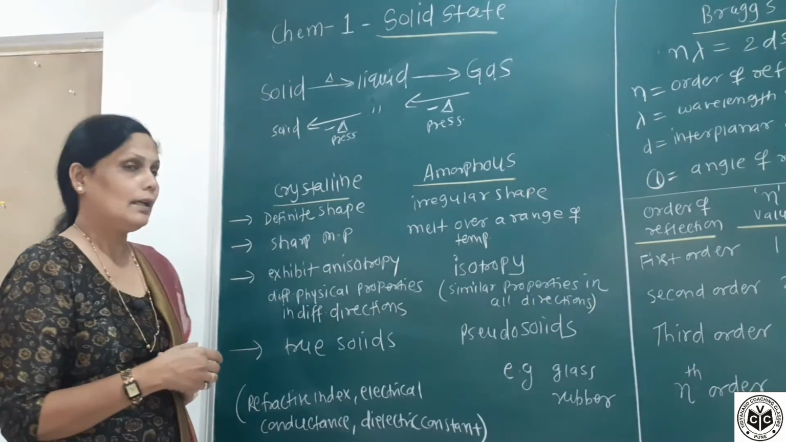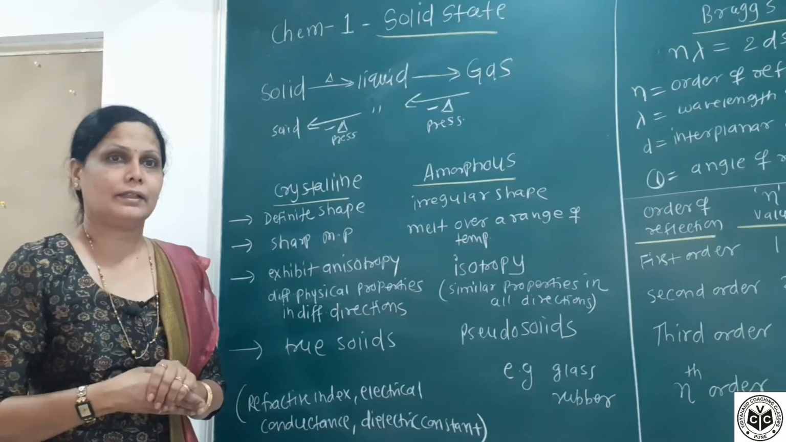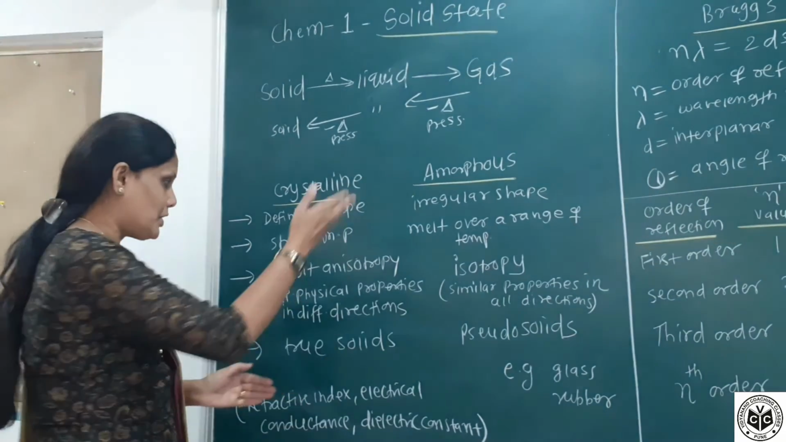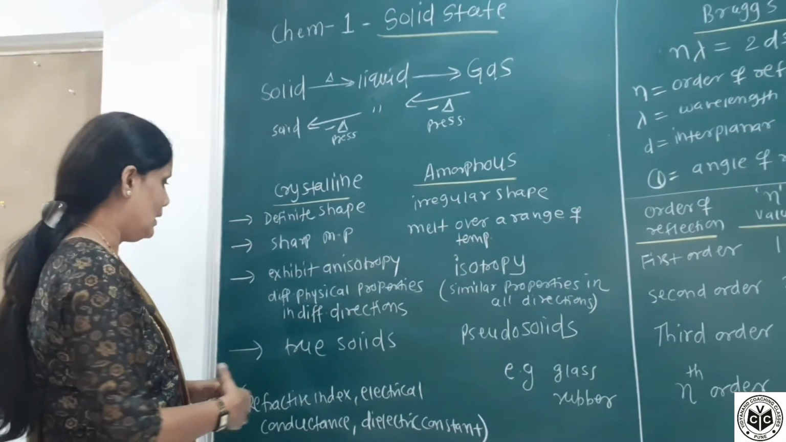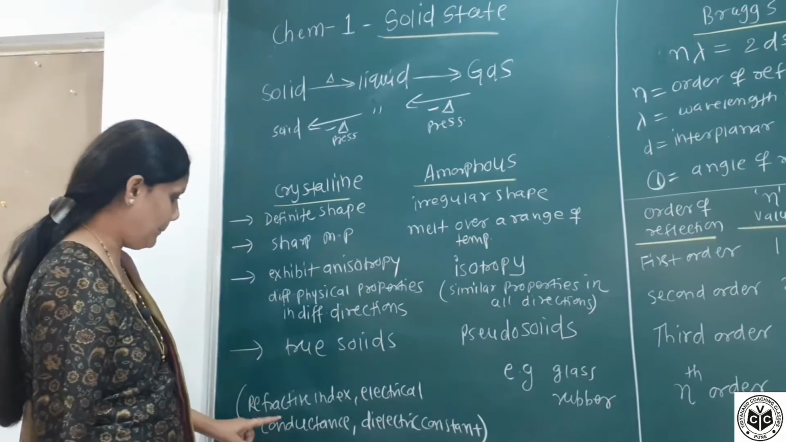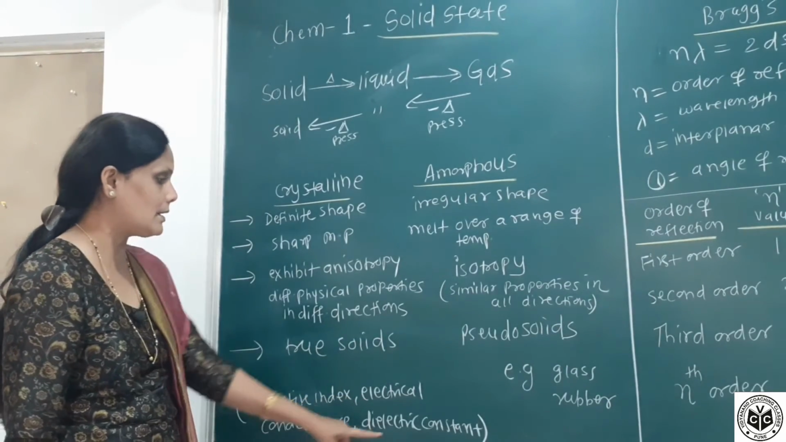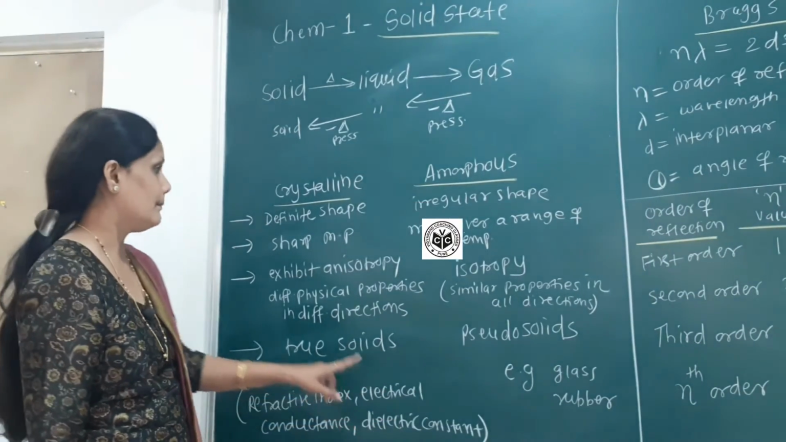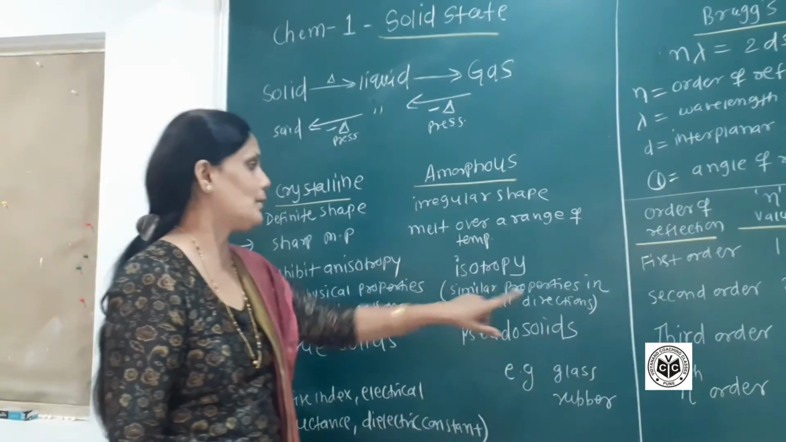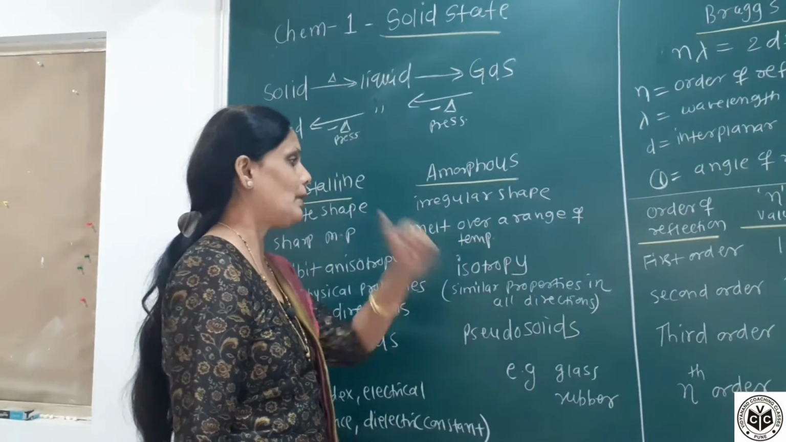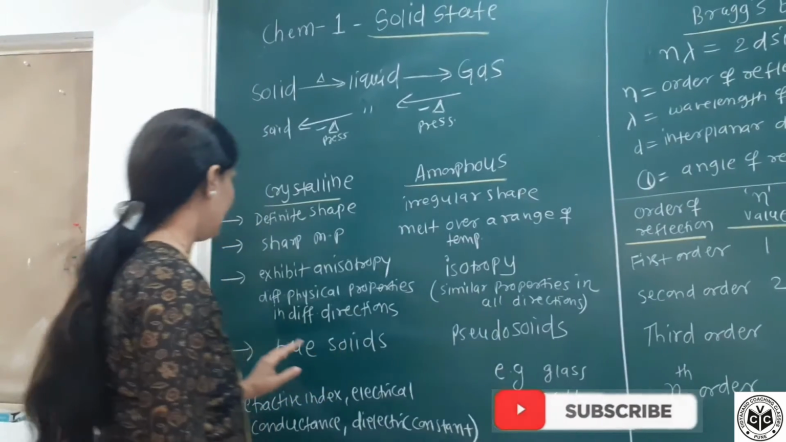Anisotropy means some physical properties change when we change the direction of the constituent particles. Those physical properties are refractive index, electrical conductance or dielectric constant. Amorphous solids show isotropy. That means similar properties in all directions.